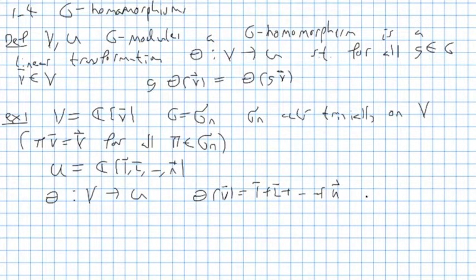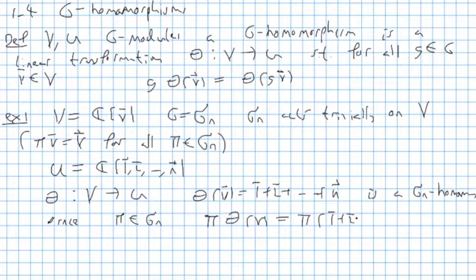So this is an Sn homomorphism. Let's see why. If I have a permutation pi in Sn, theta takes V to the sum of the vectors 1 plus 2 plus ..., and we've seen before that the permutation pi just fixes this vector. Okay, that's on the one hand.